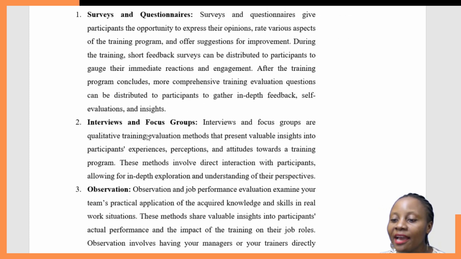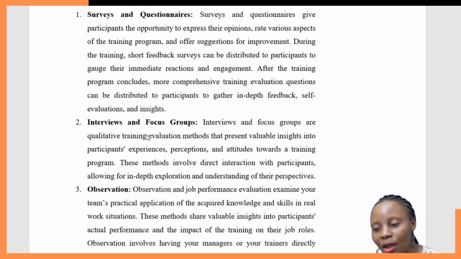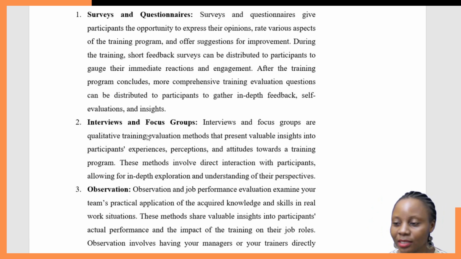We have number three, observation. You can do an observation as people are working. You can walk around, basically, because you are the manager or maybe you are the supervisor. Try to see how people are working and then do a comparison. Before, how did it happen? And now, after the training, how is it basically happening? So that also you can give a comparison on your own.